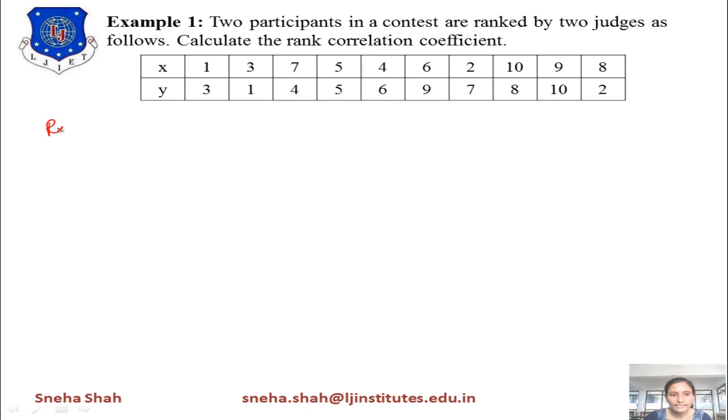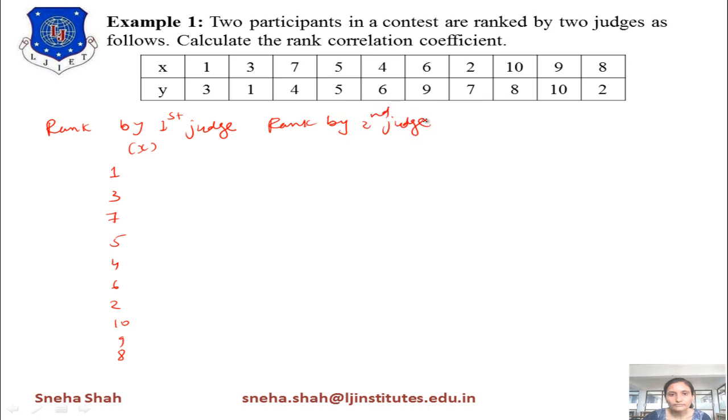It will be written like this: rank by the first judge, which is considered as x. I will write all the terms of x over here: 1, 3, 7, 5, 4, 6, 2, 10, 9 and 8. Similarly, I will write the rank by the second judge, which is considered as y. Its distribution will be written like this: 3, 1, 4, 5, 6, 9, 7, 8, 10 and 2.